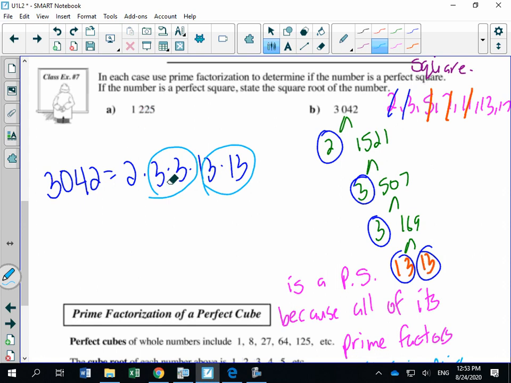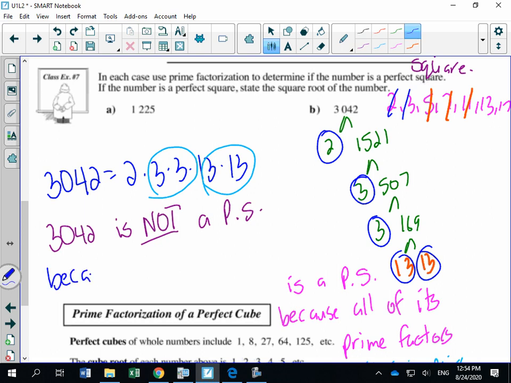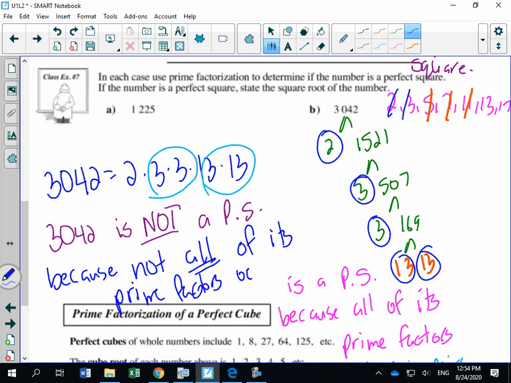If you're the version that gets, let's say, this question on your test, here's your sentence. 3042 is not a perfect square. Please write that out. Don't shorthand it on your test. If you write PS, I'm going to do a -1 for that. Okay, so why is it not a perfect square? It is not a perfect square because not all of its prime factors occur in pairs.